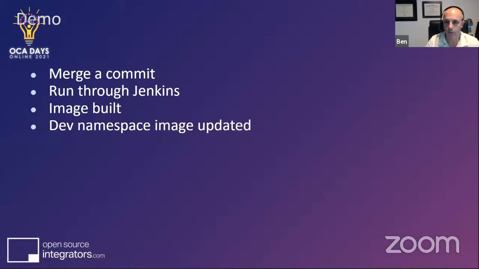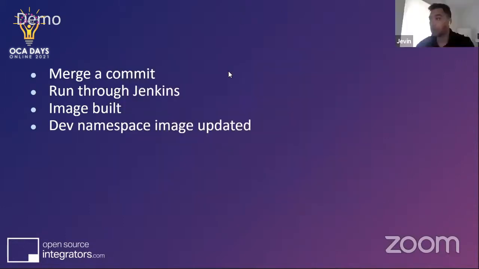So now we're going to just quickly go through a demo where we're going to merge a commit, run through Jenkins, have an image built, and then have an updated dev namespace. So this is where Jevin's going to do a quick walkthrough. Let me share a different screen.